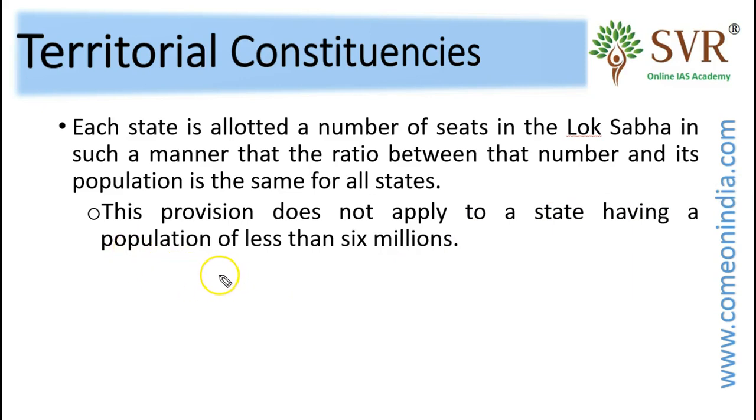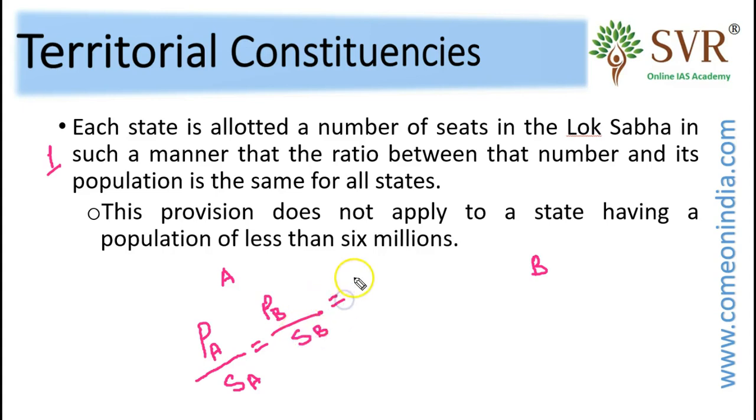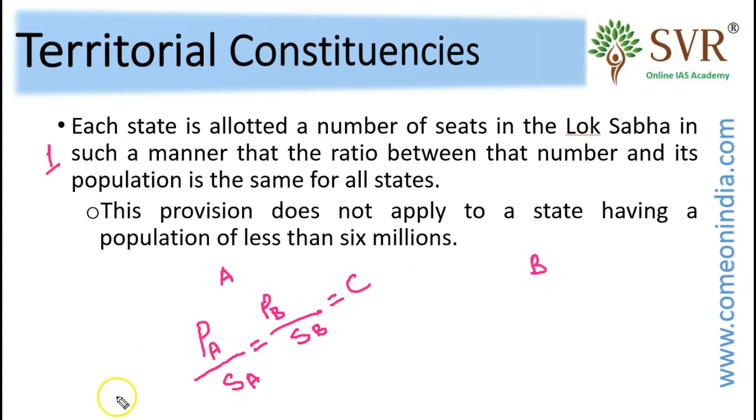For example, consider there were 2 states, State A and State B. Now, this provision number 1 states that the ratio of population of State A to the number of seats allotted to State A is always equal to the ratio of population of State B to the number of seats allotted to State B. This ratio will always be constant for all states of the Union of India. But one general exception to this rule is that this provision is not applicable to states having population less than 6 million.